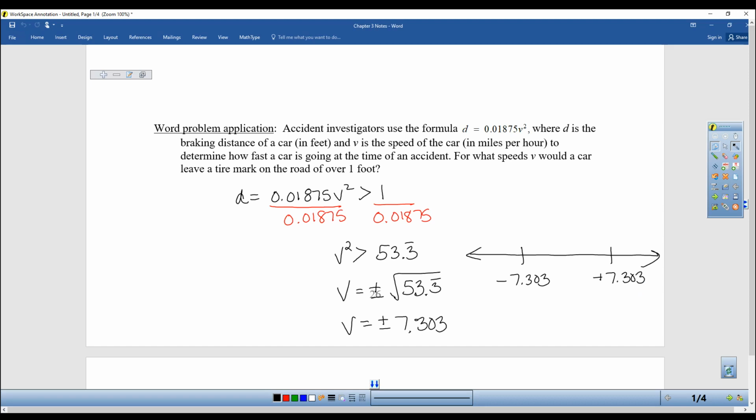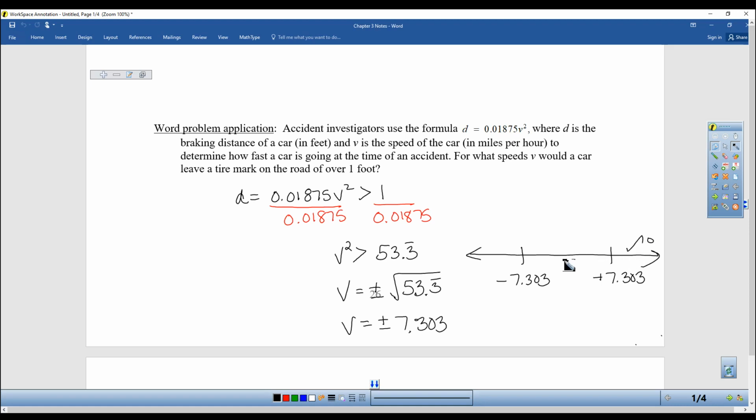Now, even though this is an unusual number, all you have to do is plug in a number that is greater. So you can pick a number like 10. So if I pick a number like 10 and I square it, I get 100, and 100 times 0.01875 is 1.875, which is greater than 1. So this is definitely going to be where the answer lies.